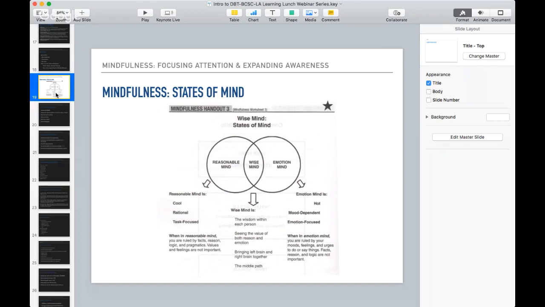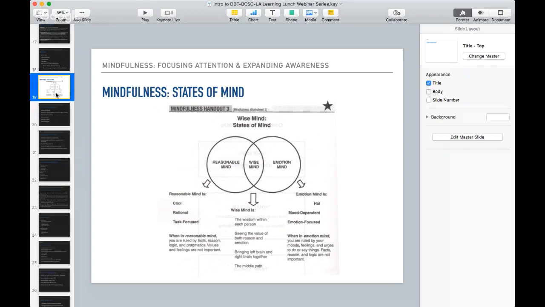Versus emotion mind, which is more mood dependent and emotion focused. It's the side of your mind that you make decisions based on emotions. You're ruled by your moods, your feelings, or your urges. Now, obviously, being in either one of these more polarized states of mind is not ideal.